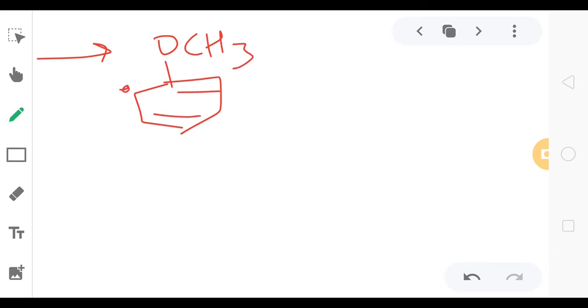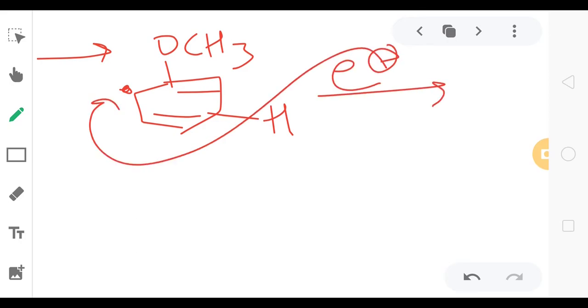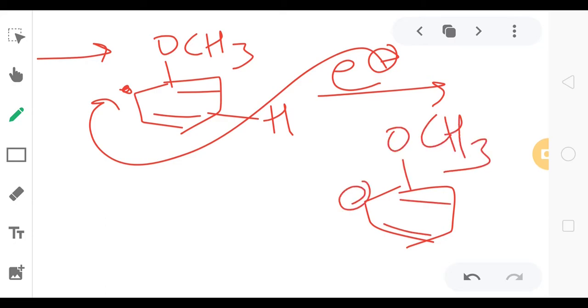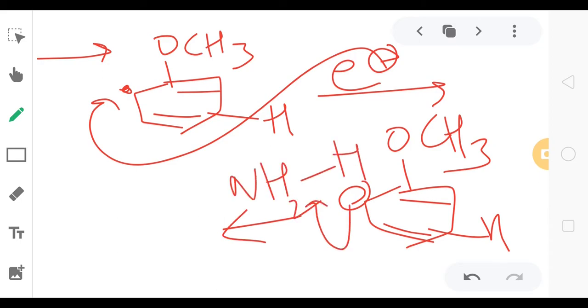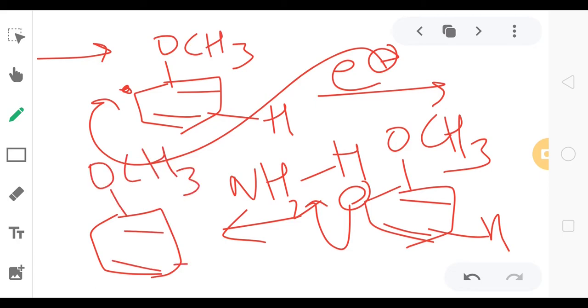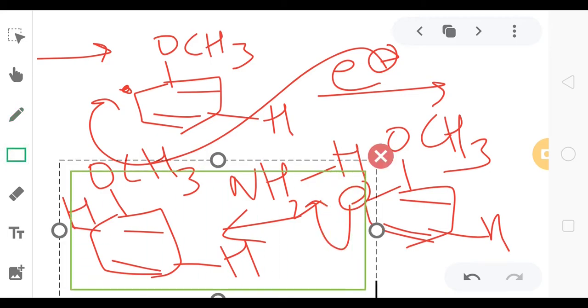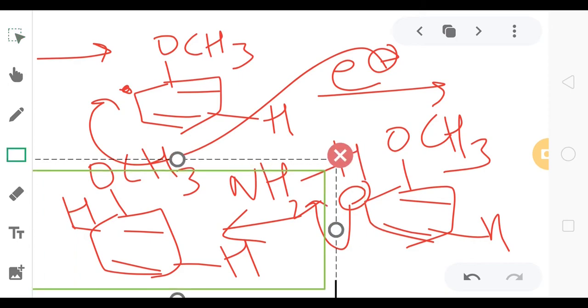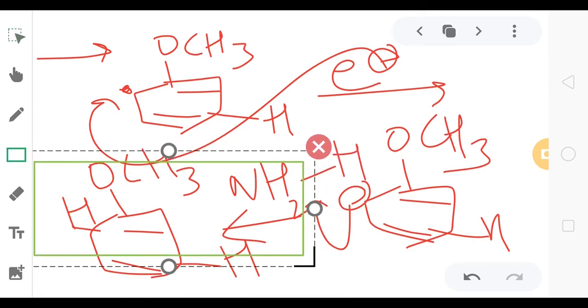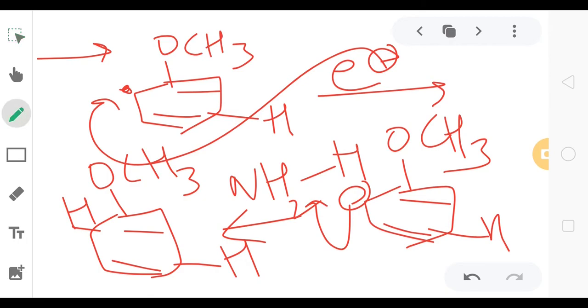Here the radical is there. Okay, and now the proton comes here, and again the electron will attack here, and this kind of reaction would occur. Here negative, here proton, again NH2, and this proton attacks, and you will end up with this product.